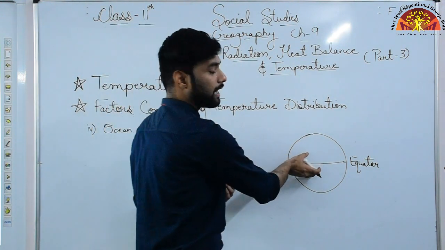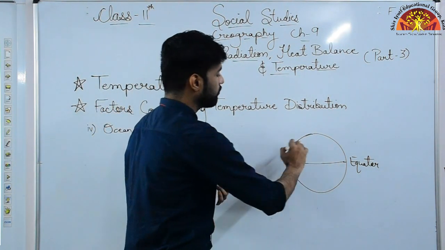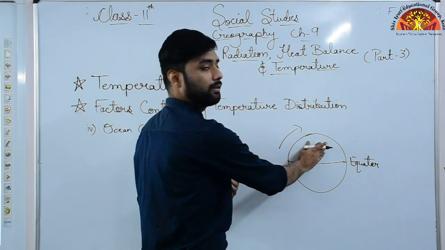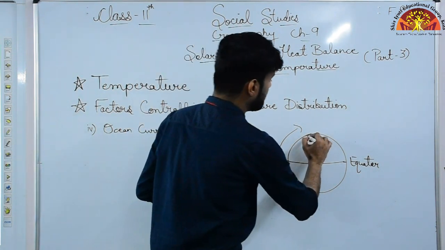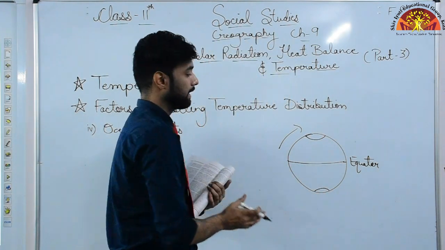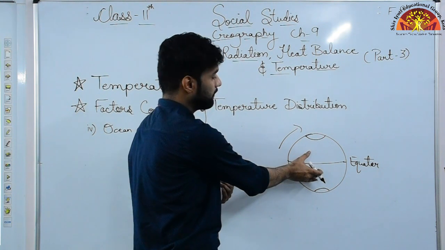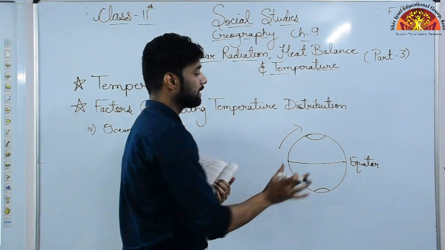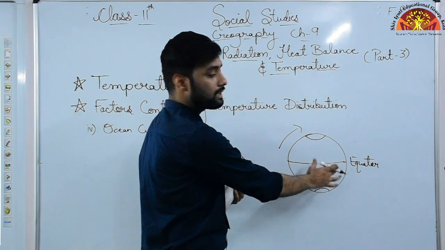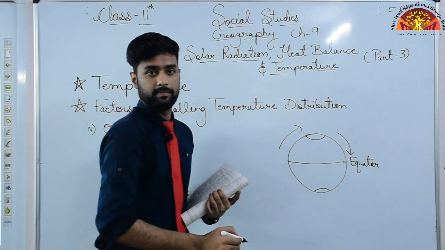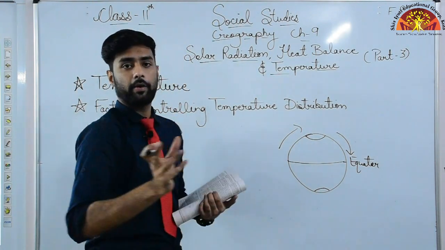That means the air around this area will rise up and move towards the polar area. Now the exact opposite will be happening in the polar area, because the polar areas are not receiving as much sunlight as the equatorial area is receiving. As a result, the air around the polar areas will cool down and it will move towards the equatorial area. Okay, so this is the one point, that is the air masses.